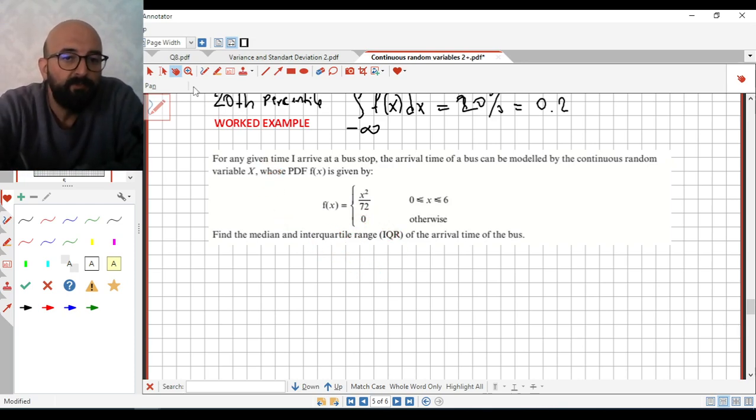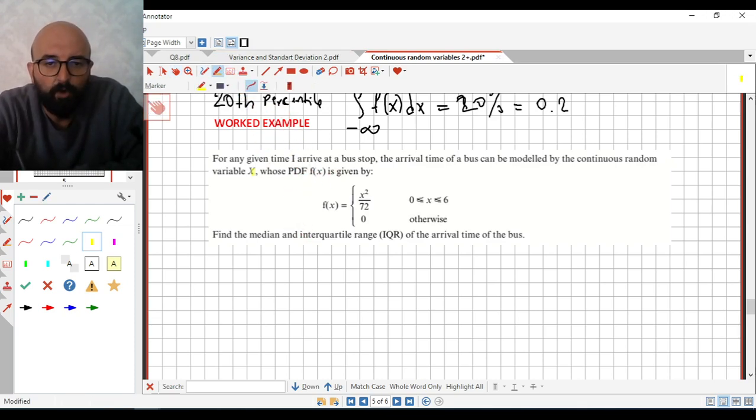For any given time, I arrive at a bus stop. The arrival time of a bus can be modeled by the continuous random variable x, whose PDF f(x) is given by this situation. Find the median and interquartile range (IQR) of the arrival time of the bus.